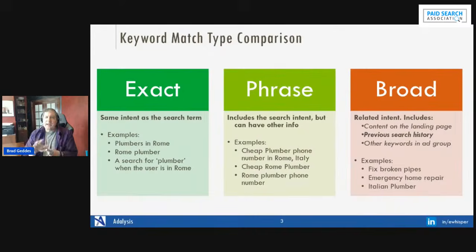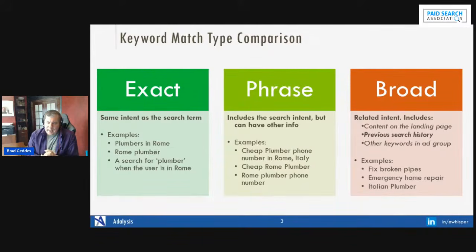Now, as the beginner 101 reminder, exact match just says, I have a keyword, and I want the search intent to be the same as what someone's looking for. Then you have phrase match, which has the same intent, but can expand to other info. And this is a little tricky right now. And then broad match says, show me for something related.